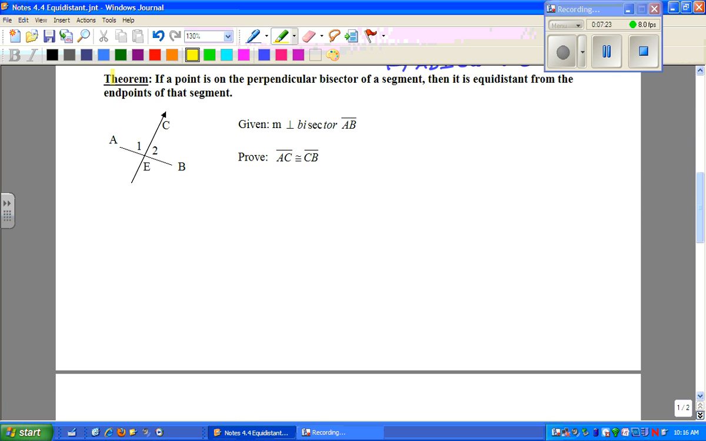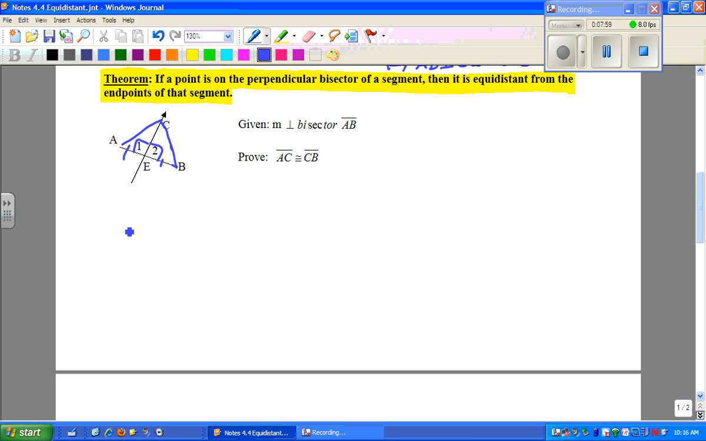The theorem can go the opposite way, so the converse. If a point is on a perpendicular bisector of a segment, then it is equidistant from the endpoints of that segment. Okay, so M is the perpendicular bisector of AB, so that means it's causing perpendicular, and it's causing these pieces to be congruent. We're trying to prove that AC is going to be congruent to BC. So this line would be congruent to this line here.